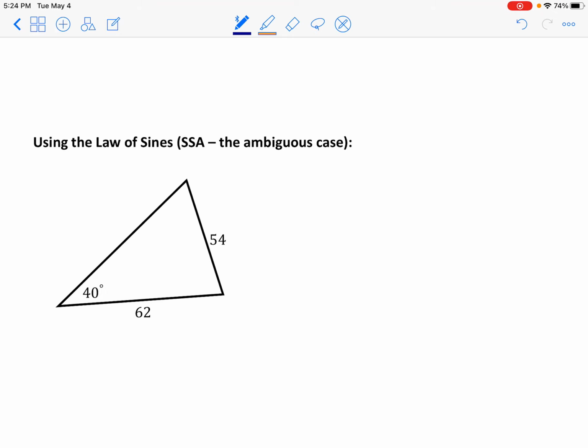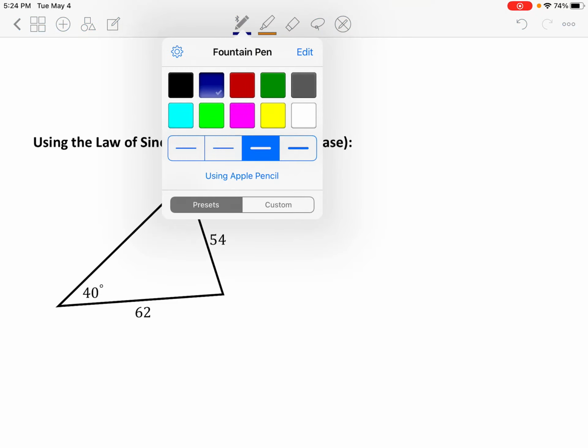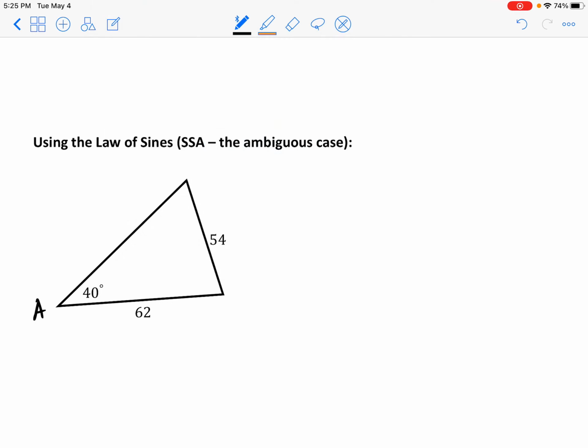So notice right off the bat, we only have one angle. It doesn't mean we can't solve, it just means, for now, we can't just subtract from 180 to find the other two angles. So I'm still going to start the same way. Let me label this. Let's call this A and B and C, and it really doesn't matter what you're labeling what, but I'm going to go with that.